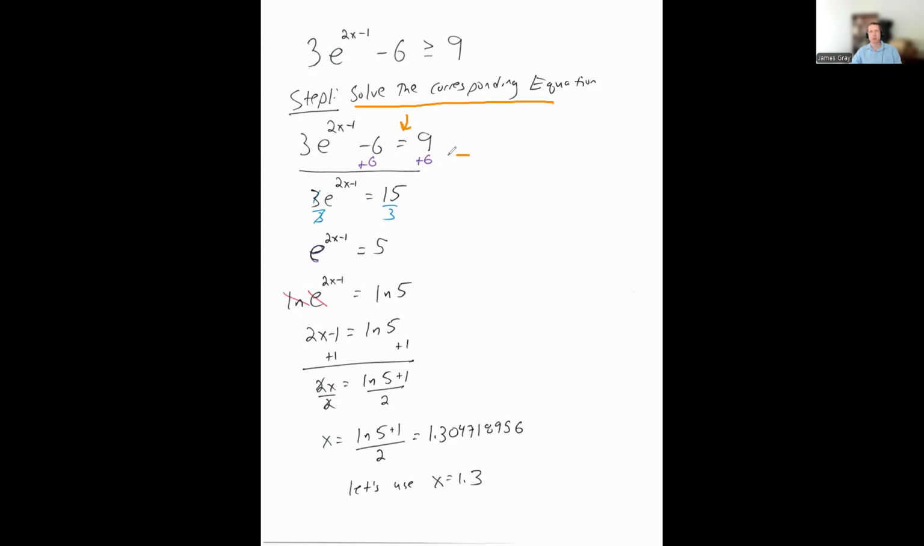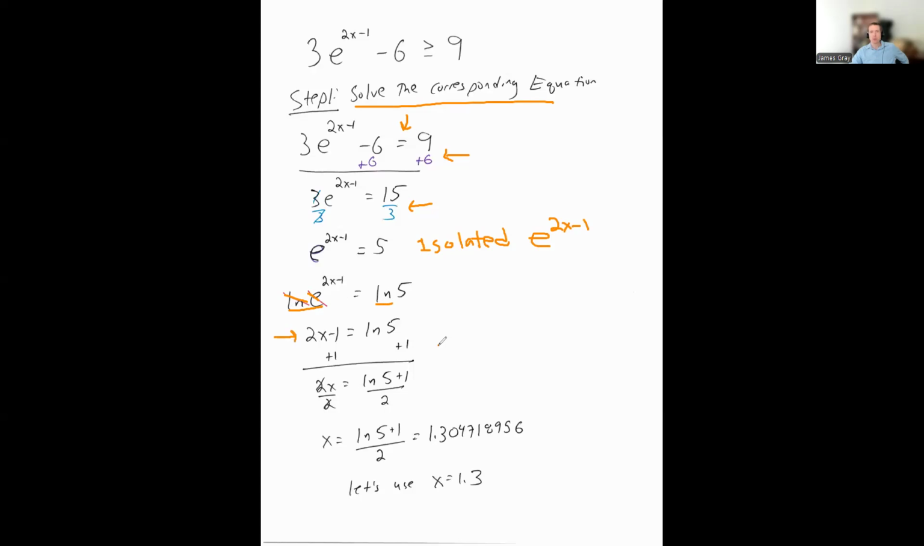For this problem here, we're going to add 6 to both sides. When we do that, we're going to divide by 3. That's so we can get to this point where we've isolated the E. The reason we want to isolate this E is because we want to undo the E, and what undoes the E is the natural log. At this next step, I did the natural log on both sides. I canceled out the natural log and the E, and was left with 2x minus 1.